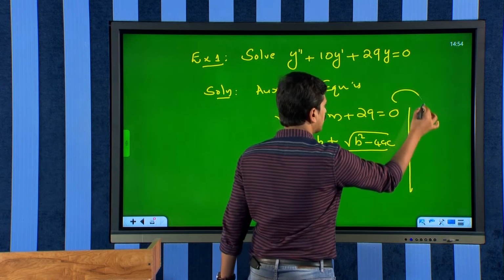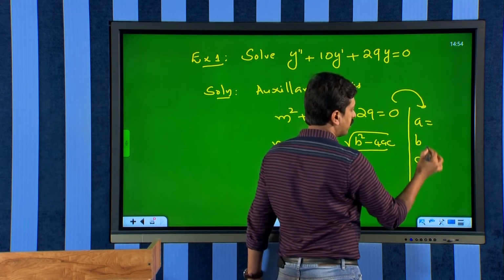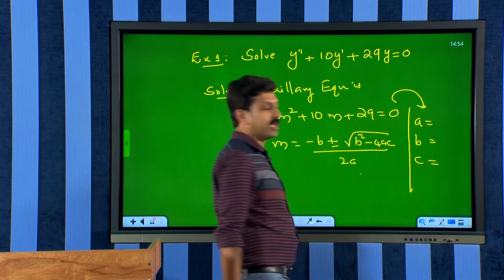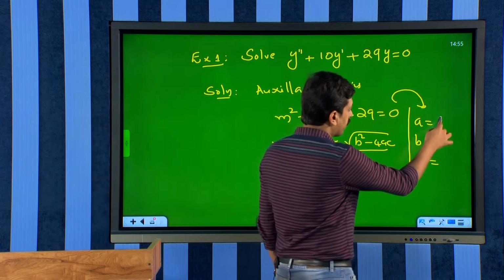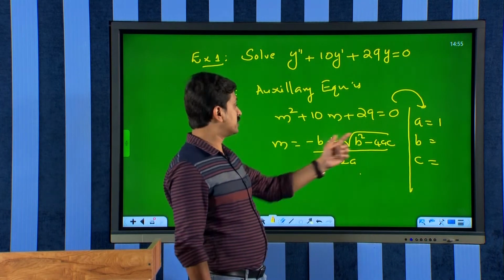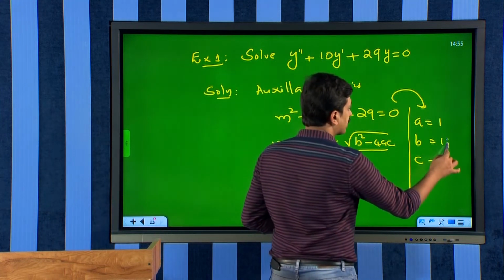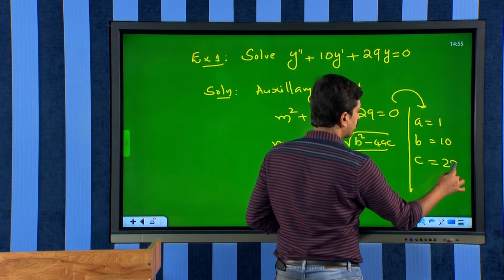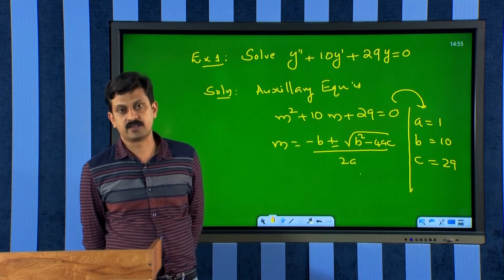Definitely, we have the values of a, b, c that we can find from here. A is the coefficient of m square, that is equal to 1. B is the coefficient of m, that is equal to 10, and finally we have C, the constant term, that is equal to 29.